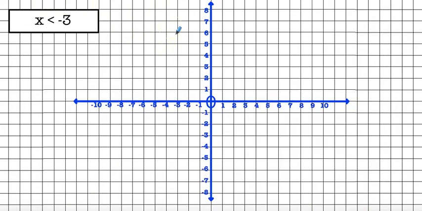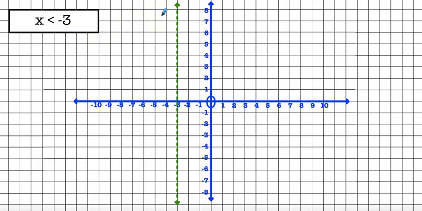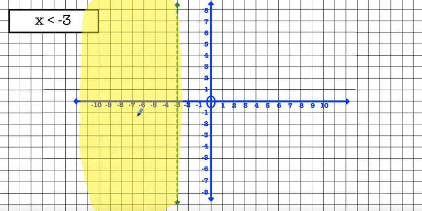So here we have x is less than -3. Because it's less than -3, we're going to use a dashed line. And since x is less than -3, we're going to treat that as if x was equal to -3. So we're going to go to -3, and we're going to draw our dashed line going down. And when we shade, because x is less than -3, the numbers on our x-axis that are less than -3 are to the left, so we're going to shade to the left. So that's it for x is less than -3.